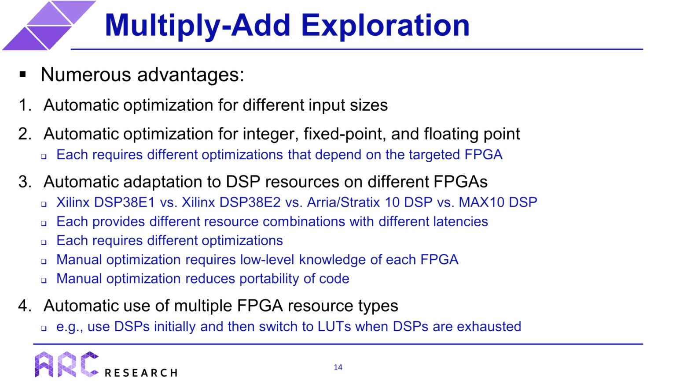With Elastic IP, it will automatically optimize for the underlying DSP without you having to do anything special in your high-level code. Another advantage is that Elastic IP can automatically use multiple types of FPGA resources. And we saw an example of this where with the adder tree, it might use DSPs initially, and then after exhausting those DSPs, it could switch to lookup tables to implement the remaining adds.